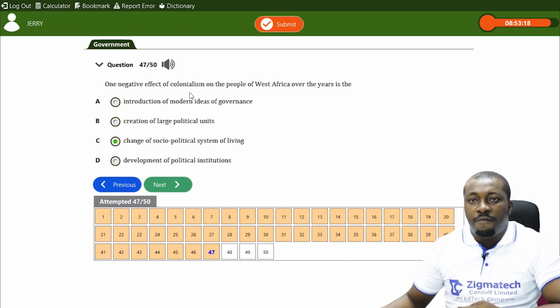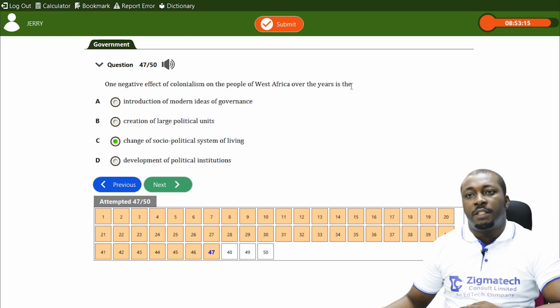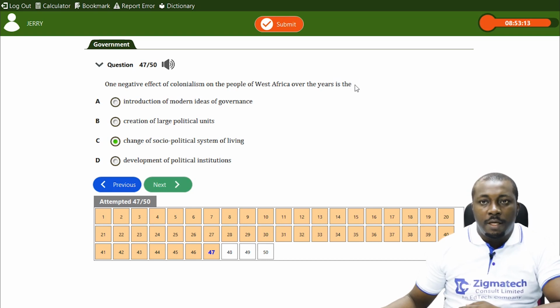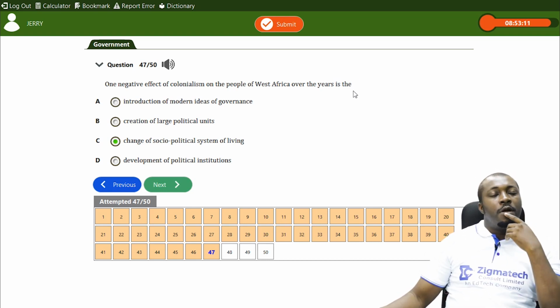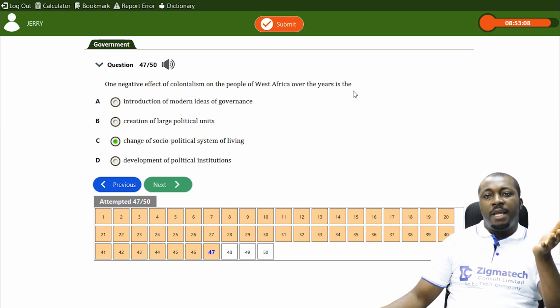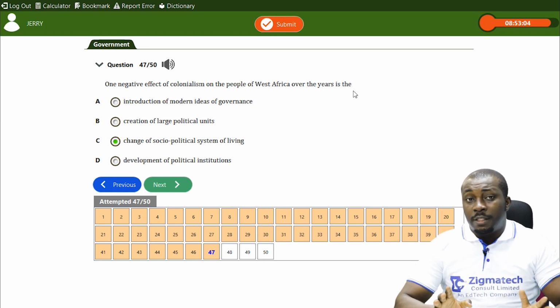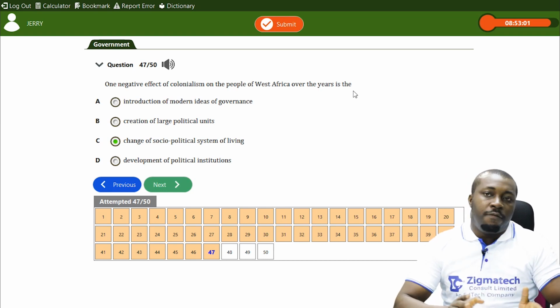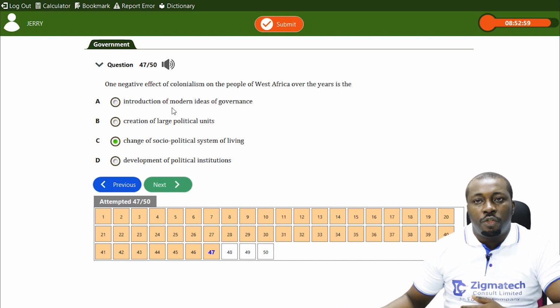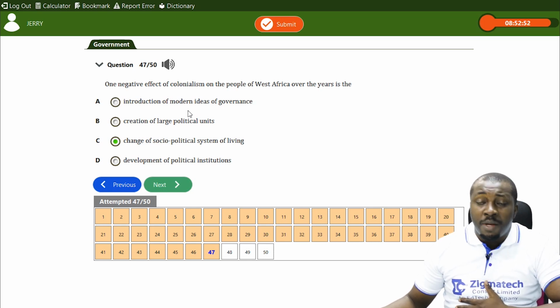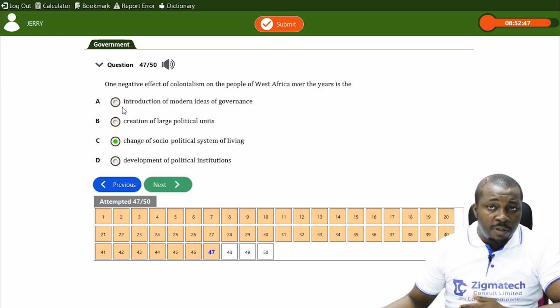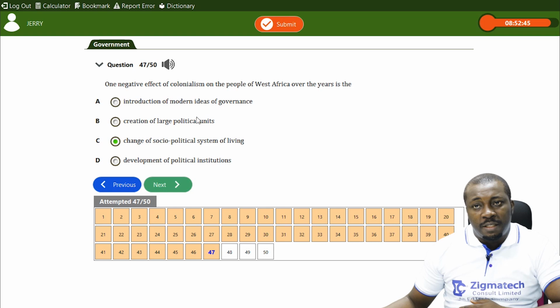Okay, now the next question, which says one negative effect of colonialism on the people of West Africa over the years. Now, this question tests your knowledge on effects of colonialism, which when we discussed it in SS2, we have positive and negative effects. Now, A says introduction of modern ideas of governance. Of course, the democracy we know today, modern democracy, the system of government, most of them are bequeathed to us. The voting to elect our government, they are bequeathed to us by our colonial masters.